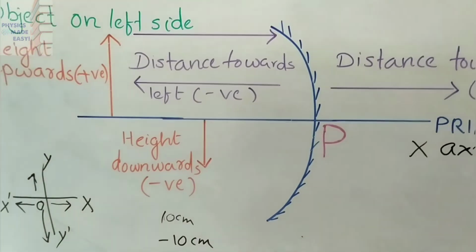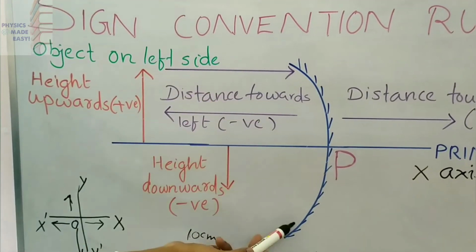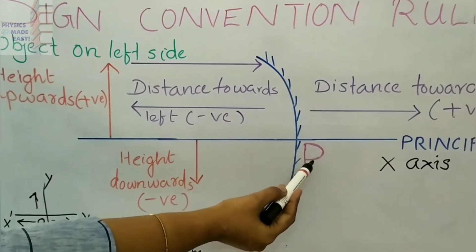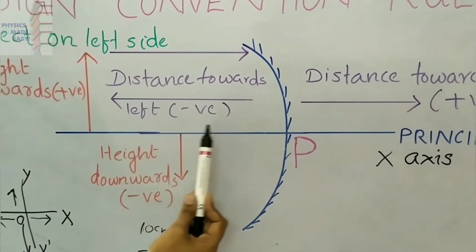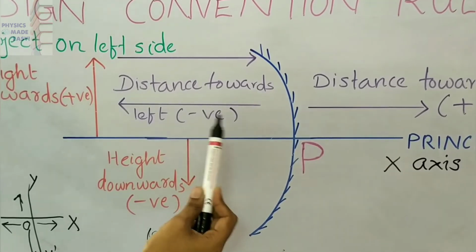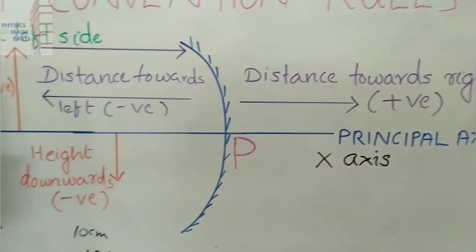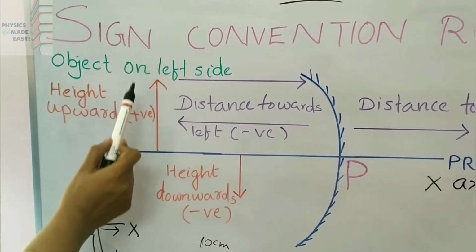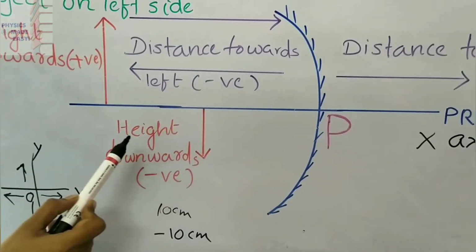Once more, children, first rule: you have to place the object on the left side of the mirror. That means in front of the mirror only you place the object. Then the pole you consider as the origin, and the principal axis as the x-axis. If you are measuring distances from the pole towards the left, you take those distances as negative. From the pole towards the right, you take them as positive. About height, you measure from the principal axis. In the upward direction you take that as positive, and in the downward direction you take that as negative.